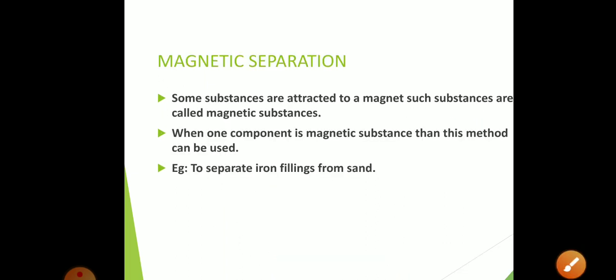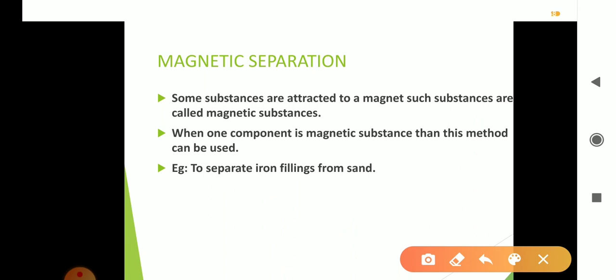Okay, now the fifth method is magnetic separation. We all know that some materials such as nickel, cobalt and iron are magnetic substances. These substances are attracted to a magnet, and such substances are called magnetic substances.